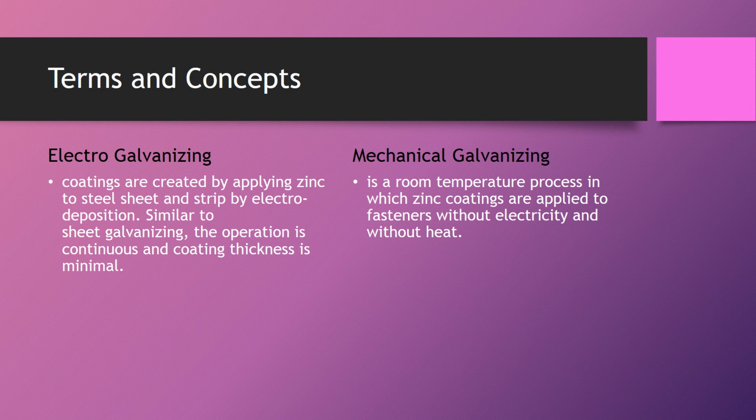More terms and concepts. Electrogalvanizing. Coatings are created by applying zinc to steel sheets and strip by electrodeposition, similar to sheet galvanizing. The operation is continuous and coating thickness is minimal. Mechanical galvanizing is a room temperature process in which zinc coatings are applied to fasteners without electricity and without heat.